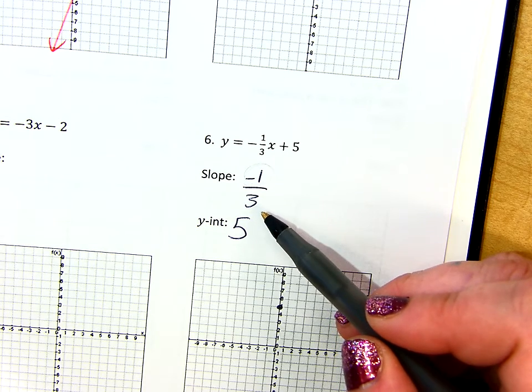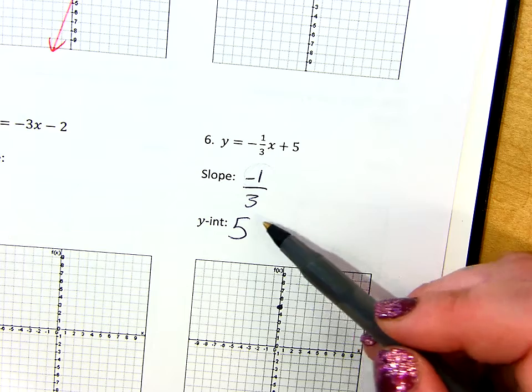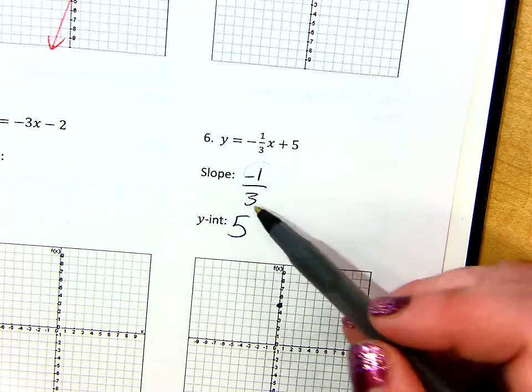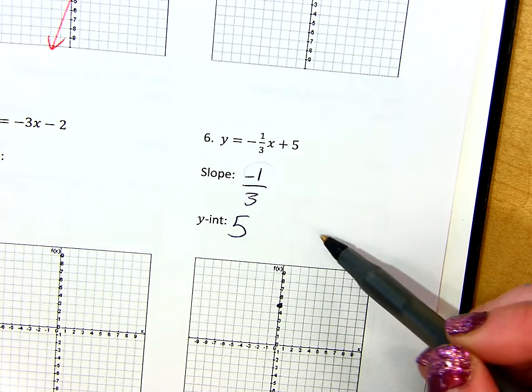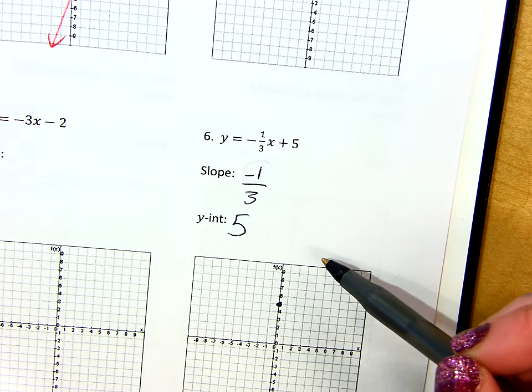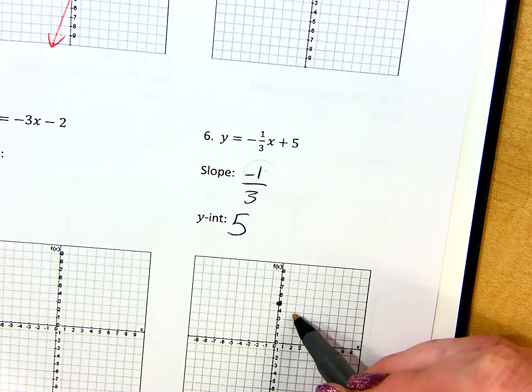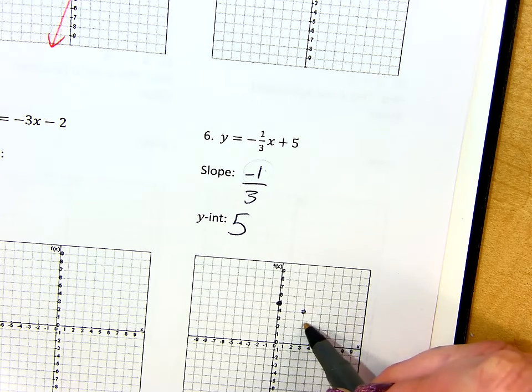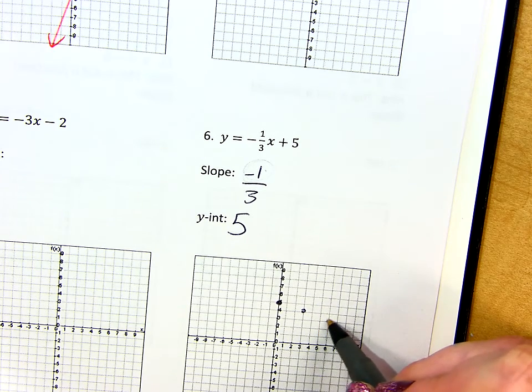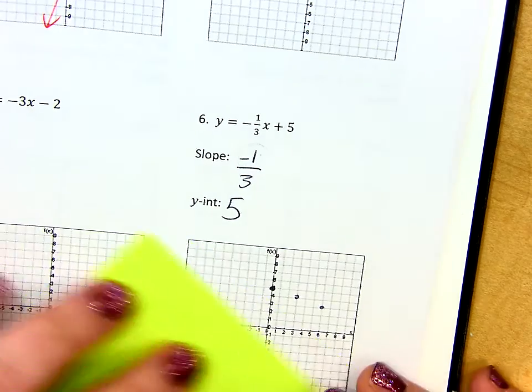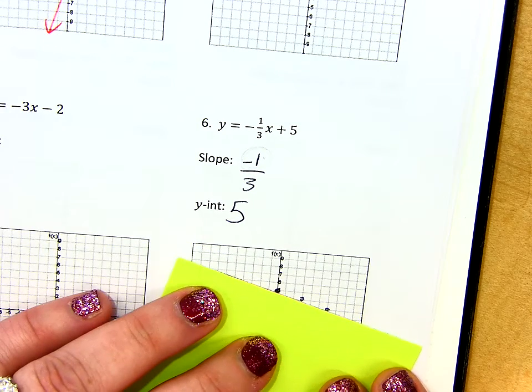That's another common mistake, is that kids go down and to the left. That's not what you mean. You're always going to go to the right. It's very rare that you ever go left. So down 1 to the right 3. Down 1 to the right 1, 2, 3. Down 1 to the right 1, 2, 3. Here is my line.